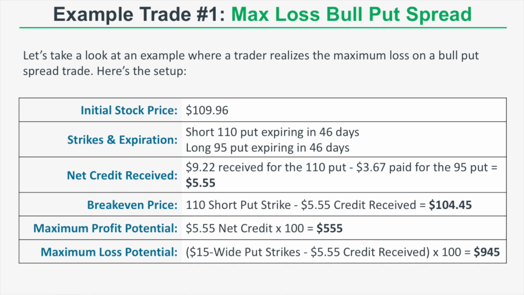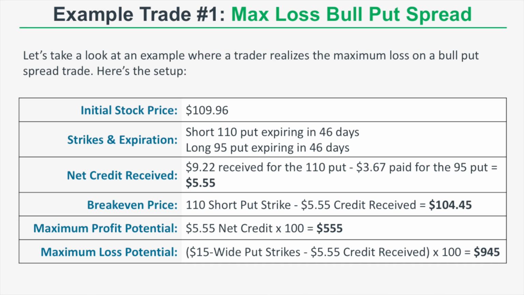So our break-even price in this case is the short put strike price of 110 less the $5.55 credit we received, which brings our break-even price to 104.45. Now the maximum profit potential on this trade is the net credit of $5.55 times 100, which is $555 per put spread. The maximum loss potential is the $15 wide put strikes minus the $5.55 we received in credit, times 100, which brings our maximum loss to $945.